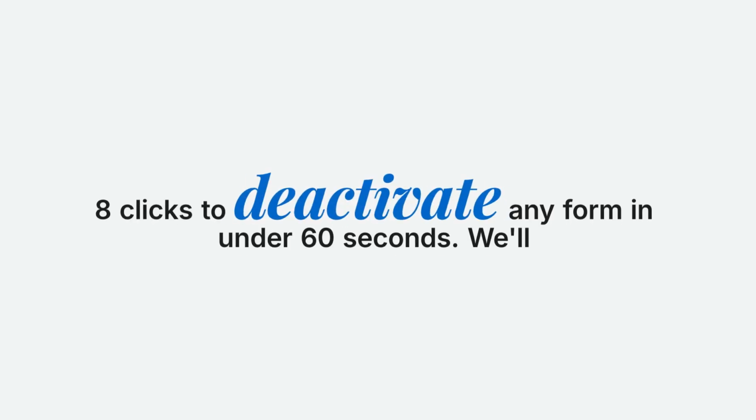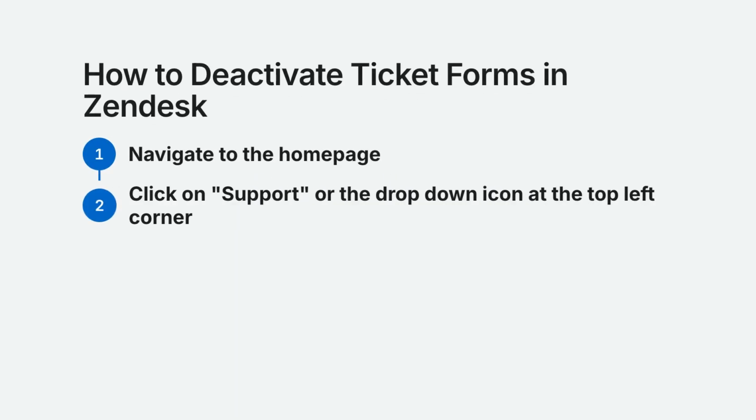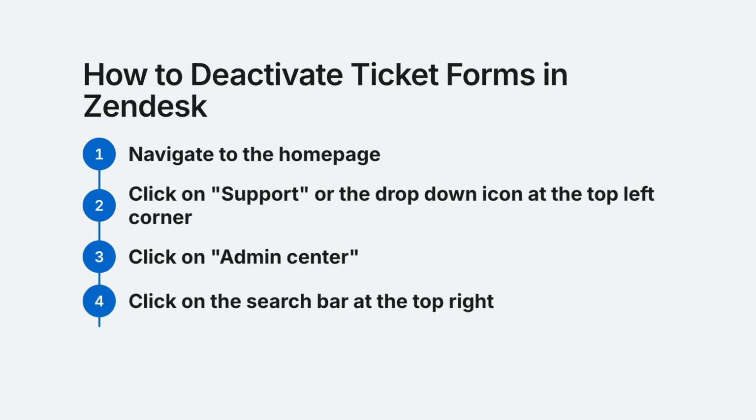Are you tired of digging through Zendesk's menu maze just to turn off a ticket form? Master the exact 8 clicks to deactivate any form in under 60 seconds. We'll move from the home page through Admin Center, search for forms, and end with the Deactivate button. Every click shown step by step.